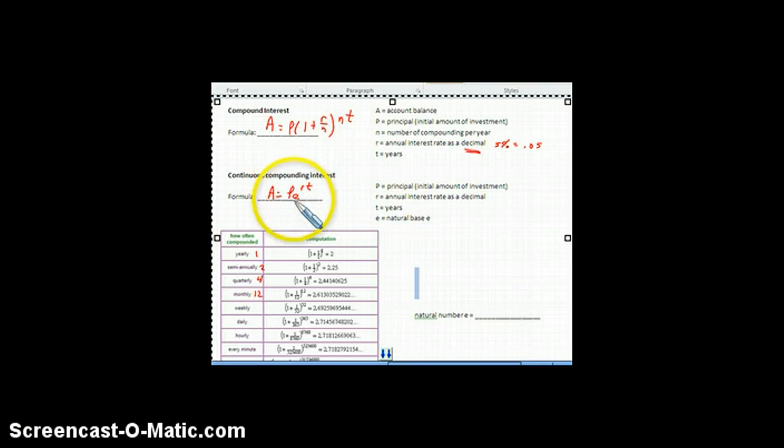The only difference is that we have now an e here, and e is a number, just like pi is 3.14. e is 2.718, and keeps going on and on and on. And this table down here is going to show you how you get that 2.718. So let's look at that.